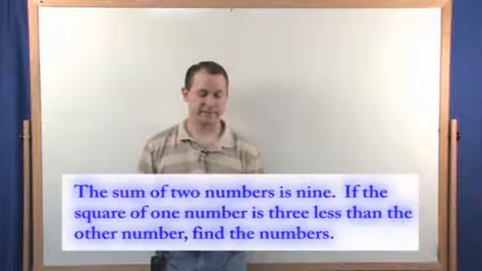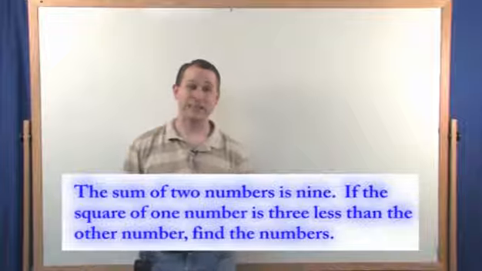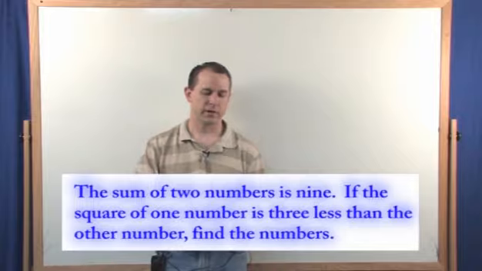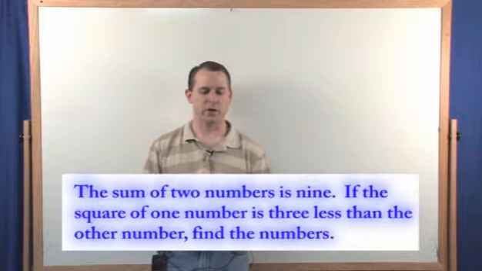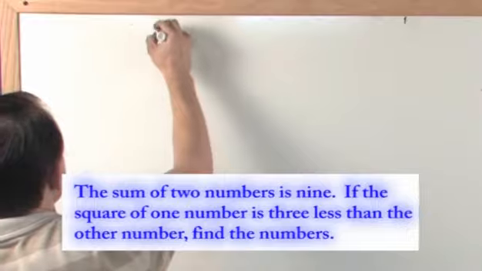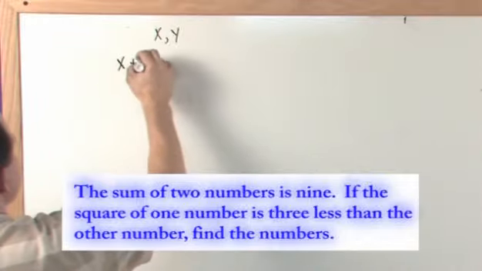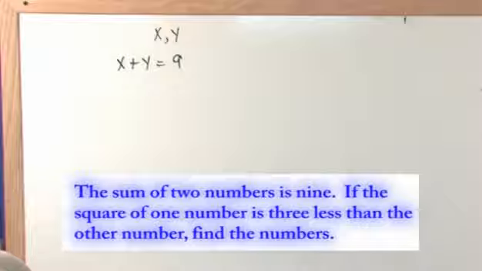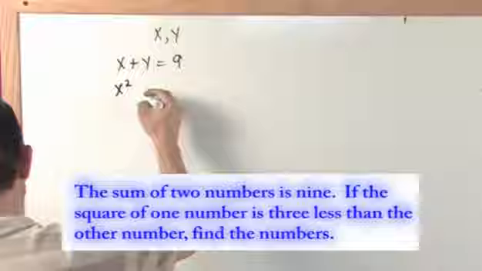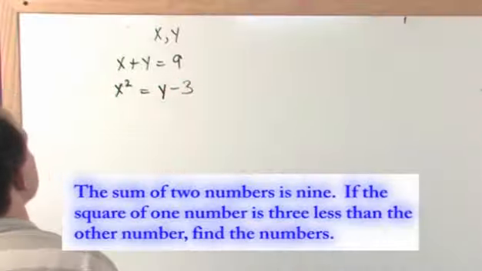Final problem of this type says the sum of two numbers is 9. If the square of one number is 3 less than the other number, find the numbers. So again, two numbers, the sum of the two numbers is 9. If the square of one number is 3 less than the other number, find the numbers. So we're going to have two numbers. We're going to call them x and y again, just like we have been. Okay? The sum of two numbers must equal 9. We know this. And the second part says if the square of one number is equal to 3 less than the other number, okay, then find the numbers.